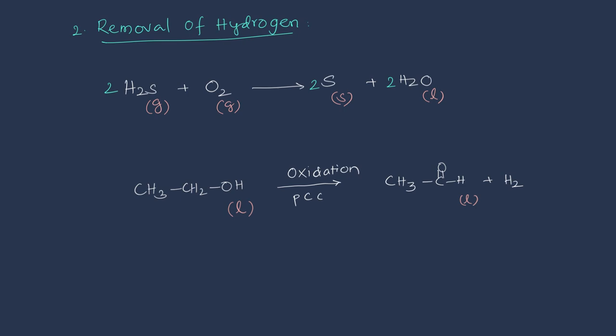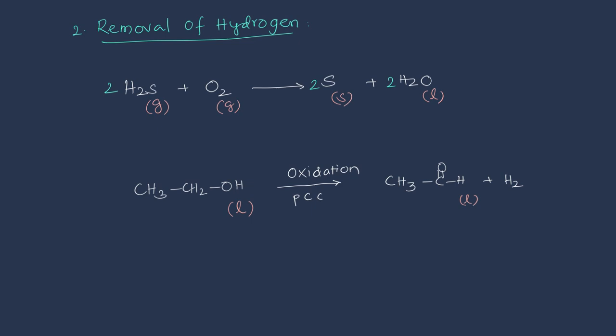Now, second one, removal of hydrogen. In this, we have hydrogen and sulfur. When you add oxygen, what happens? Sulfur is formed, and H2 and O2 combine to form H2O liquid. So from this compound, hydrogen is removed. And what is formed here? Sulfur. So removal of hydrogen is which one?